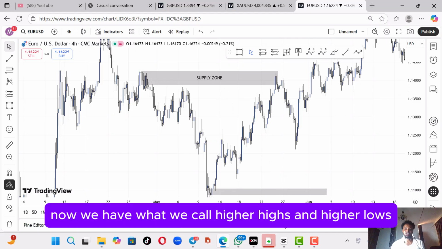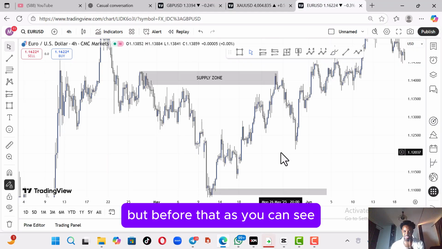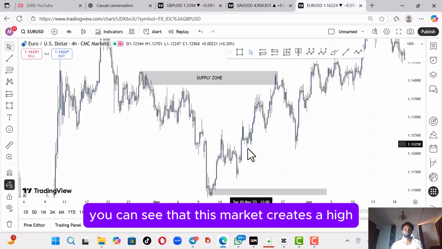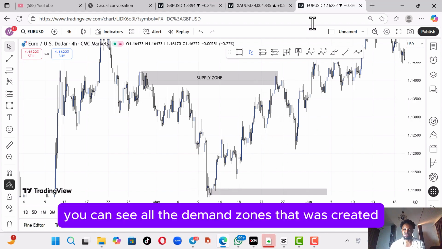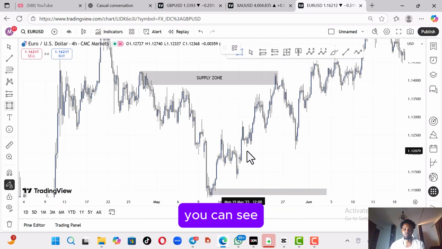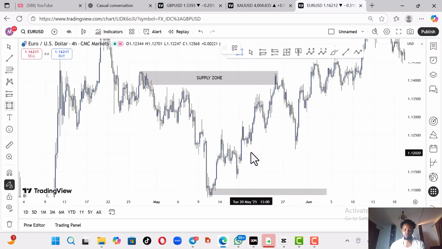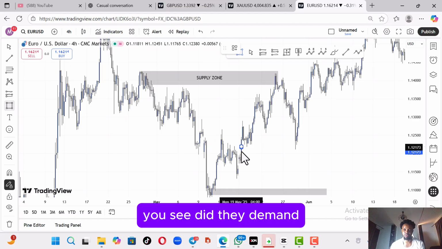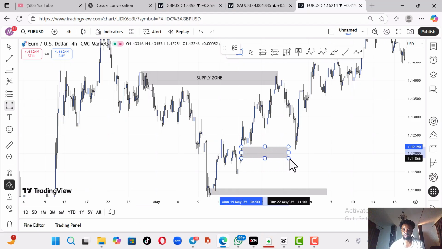So now we have what we call higher highs and higher lows. But before that, as you can see, this market creates a high. You can see all the demand zones that were created. I will be marking them. You can see, this is the demand, right?